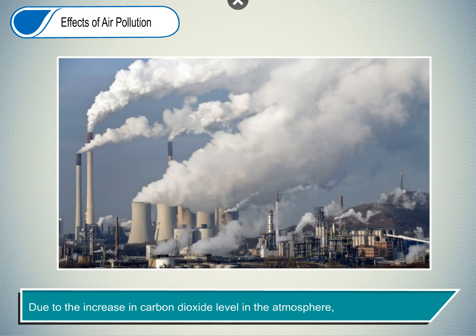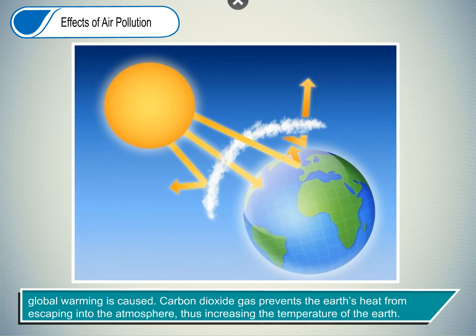Due to the increase in carbon dioxide level in the atmosphere, global warming is caused. Carbon dioxide gas prevents the Earth's heat from escaping into the atmosphere, thus increasing the temperature of the Earth.